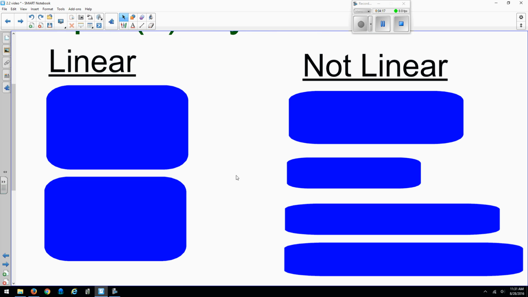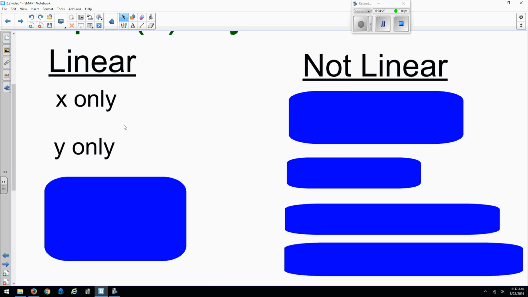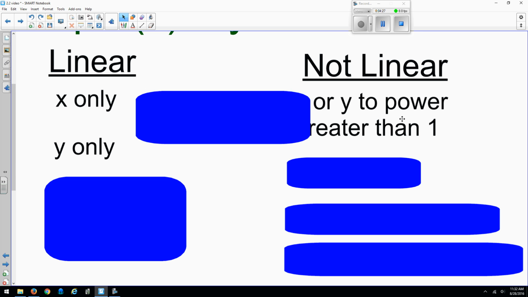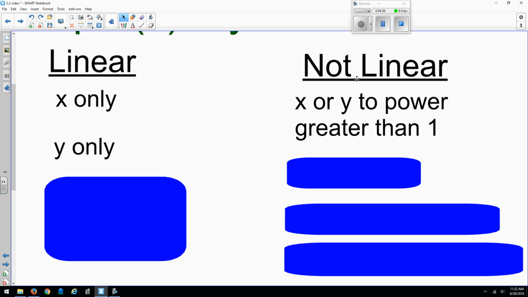We're going to start with linear. So it's going to be a linear equation if there's only an x and only a y. It's not linear if x or y have a power other than 1.